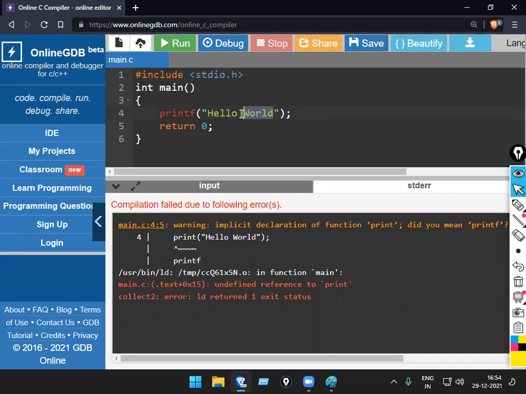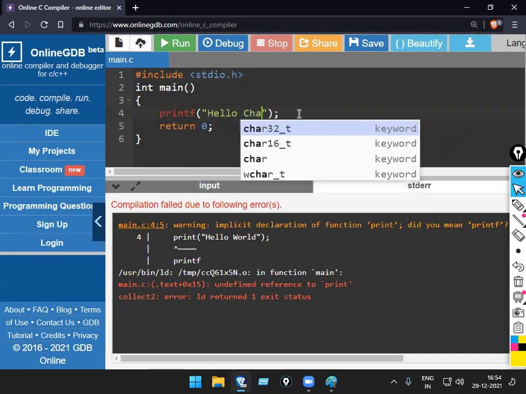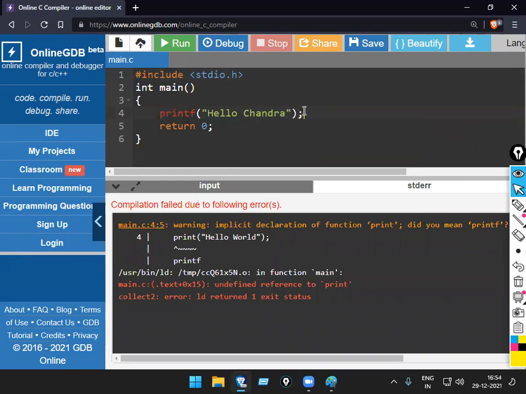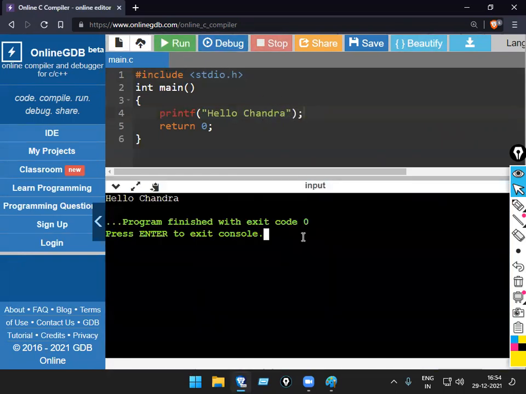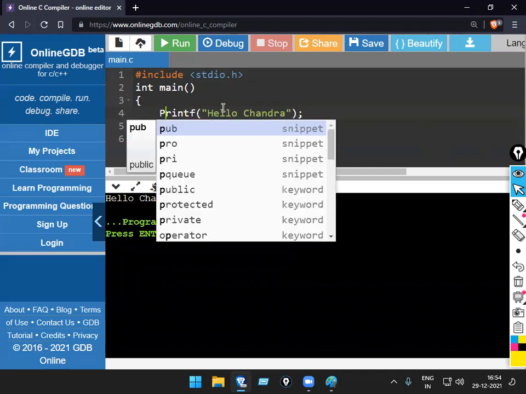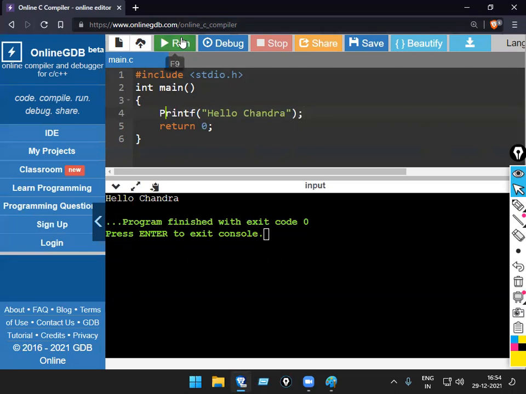Suppose I want to display your name now. Hello. Suppose your name is Chandra. So, hello Chandra. Now run the code. It works. But if I keep a capital P in place of the small p, it will not work.